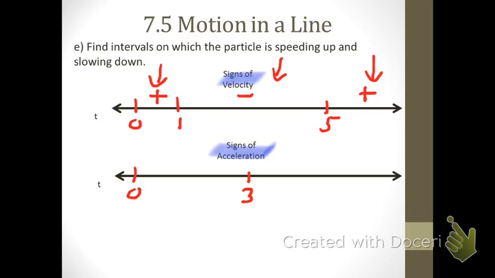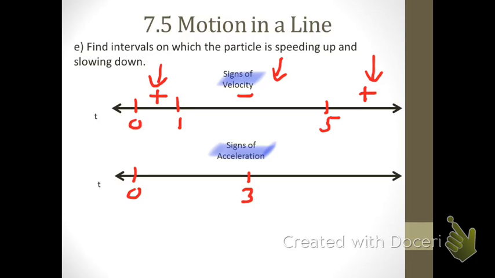if the particle is going to go from speeding up to slowing down, it has to reach a constant speed at some point in that process. And so I put the 3 seconds here because that was the time marker where the velocity was constant. And what we're going to do is look on the interval from 0 seconds to 3 seconds, and see what is the sign of the acceleration there. Is it positive or negative?